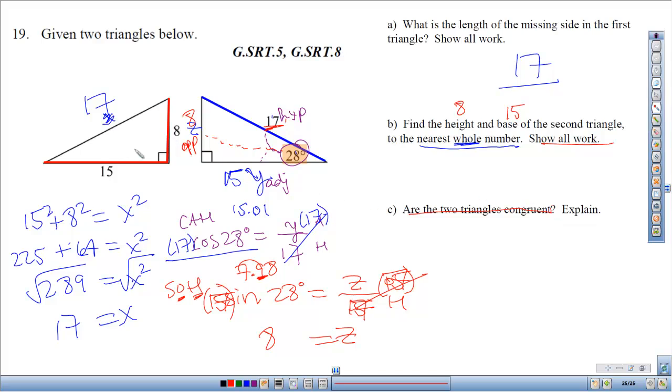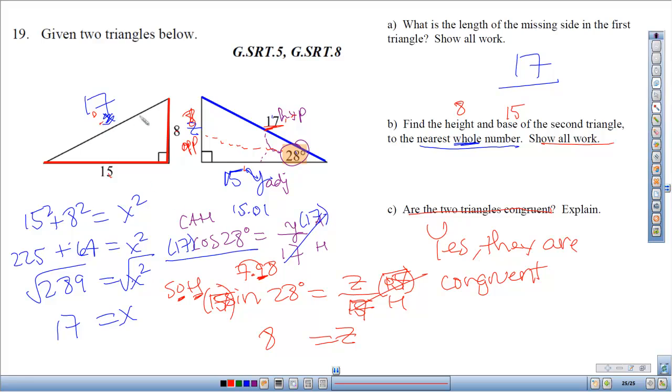Well, this one has sides of 8, 15, and 17. And this one has sides of 8, 15, and 17. So all their sides are the same. So here's what I'm going to say. Yes, they are congruent. All right, and why would I say so?